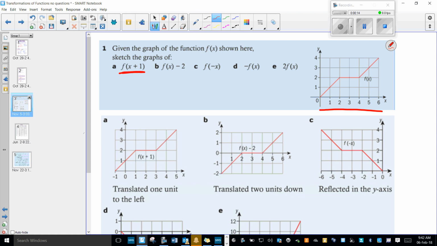What does this tell us? If I've got x + 1 in the bracket, what's happening to my graph? Is it moving to the left? Careful, to the right? Okay, remember if it's inside the bracket, it's actually going to be moving horizontally. And if it's a plus 1, which way is it going to go? Right, to the left.